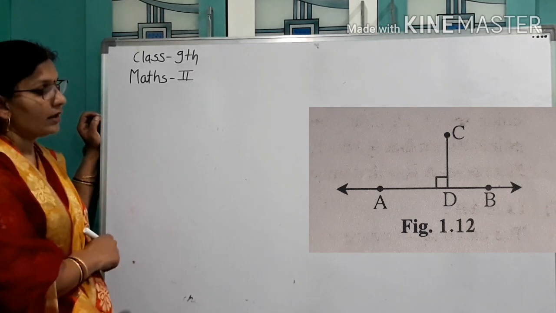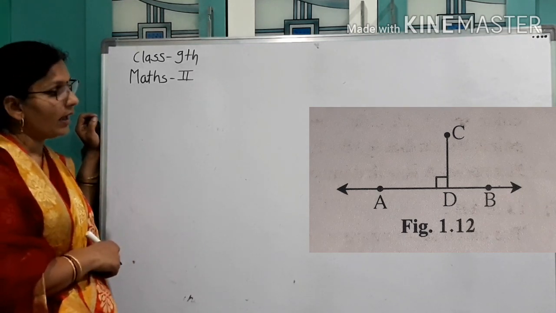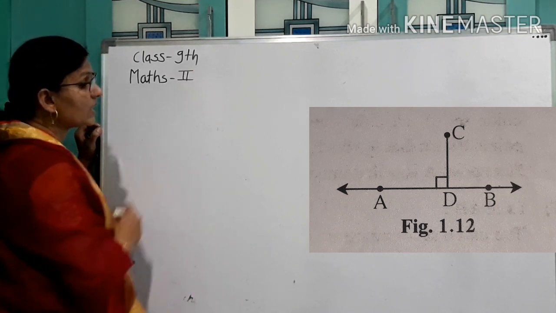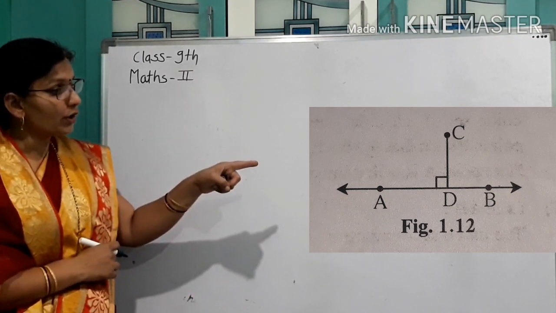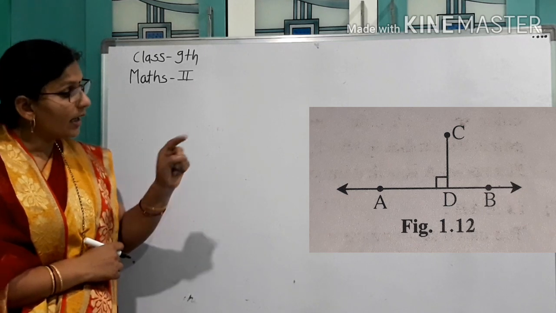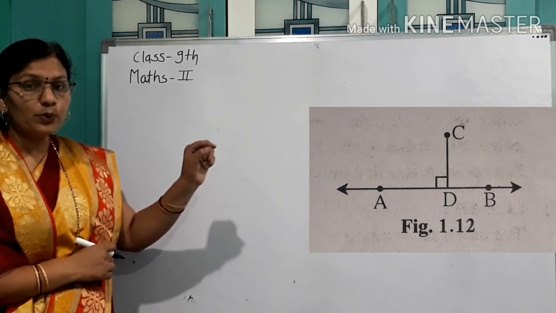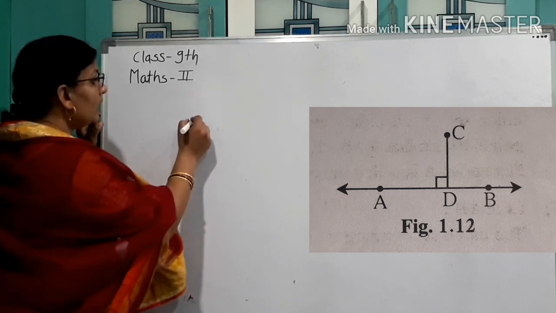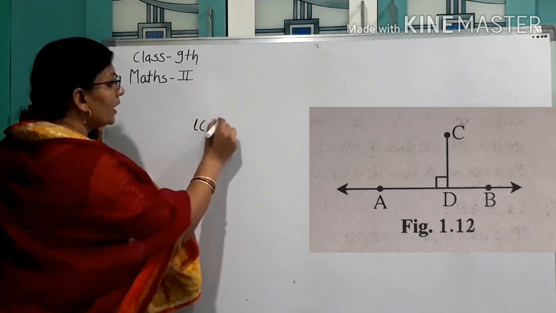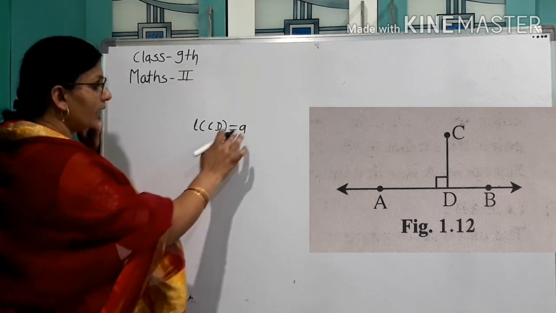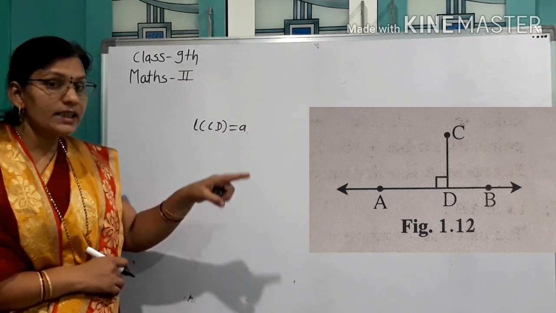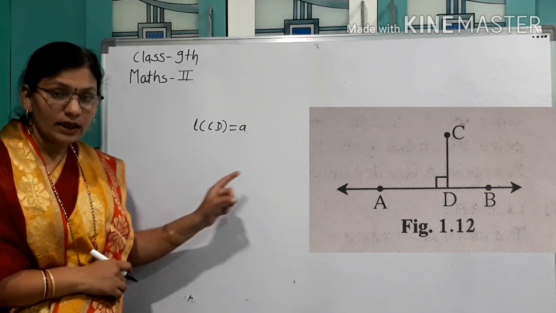In the figure, line AB is given, and CD is perpendicular to line AB, and point B is called the foot of the perpendicular, and the length of CD is equal to small a. Then we say that point C is at a distance a from line AB.